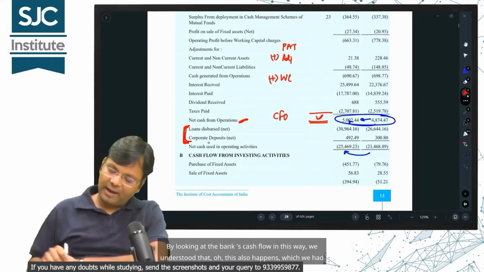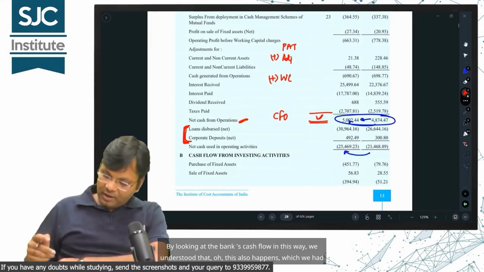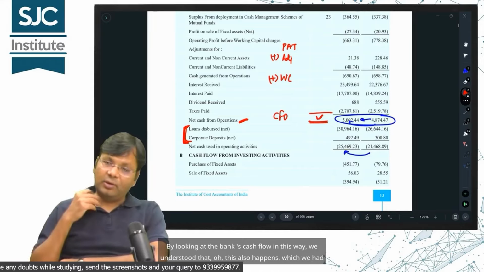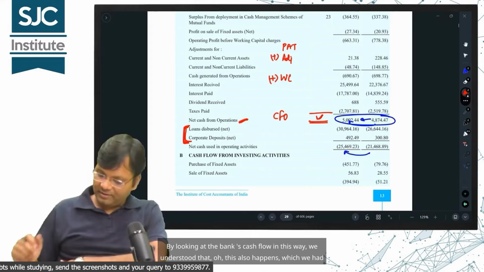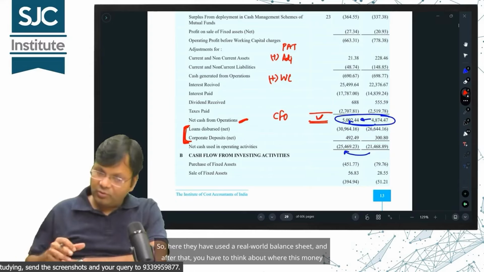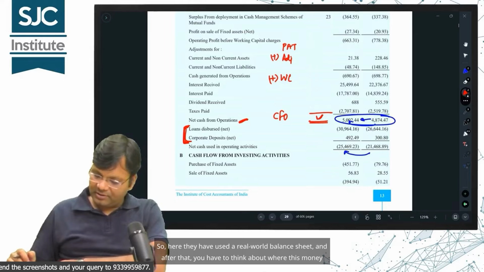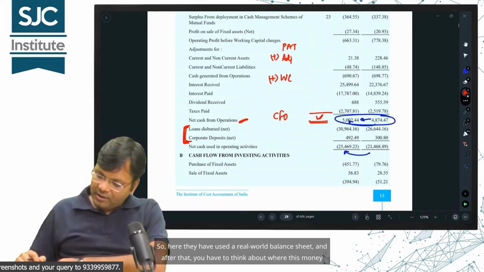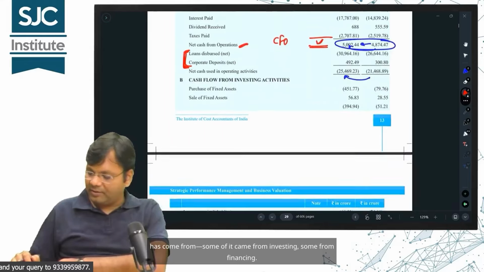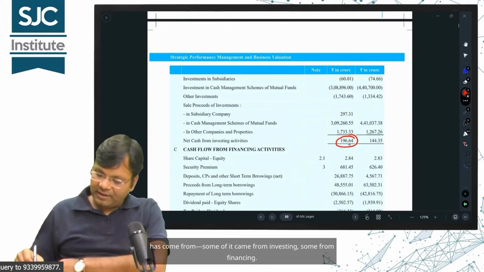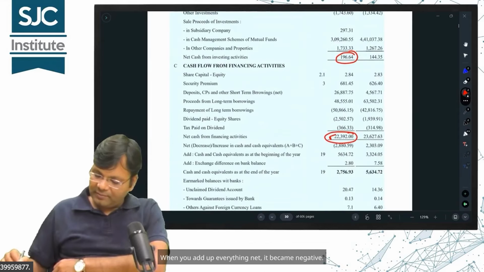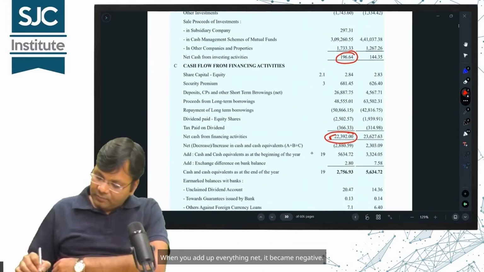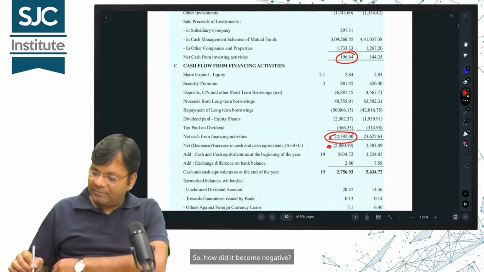By looking at the bank's cash flow in this way, we understood that this also happens, which we had never studied before. Here they have used a real-world balance sheet, and after that, you have to think about where this money has come from. Some of it came from investing, some from financing. When you add up everything net, it became negative.